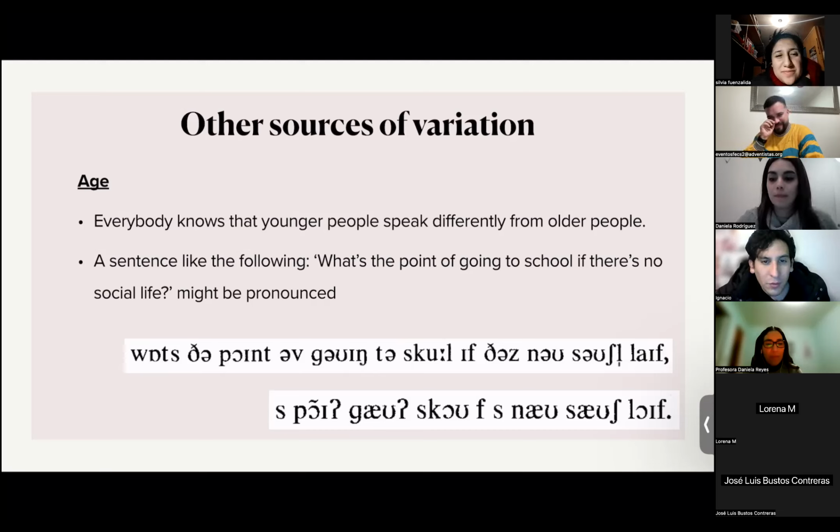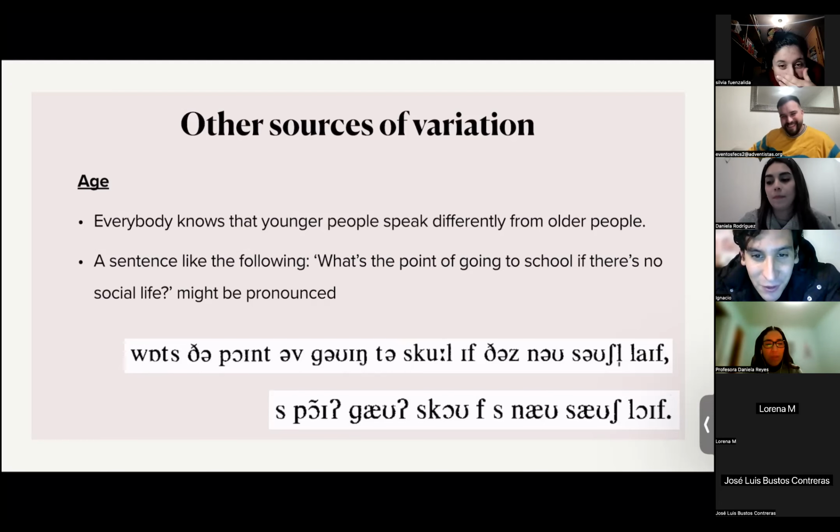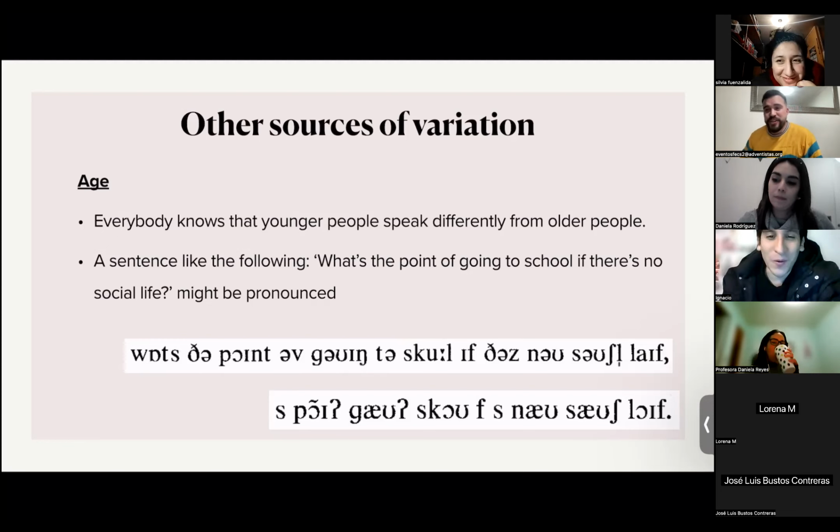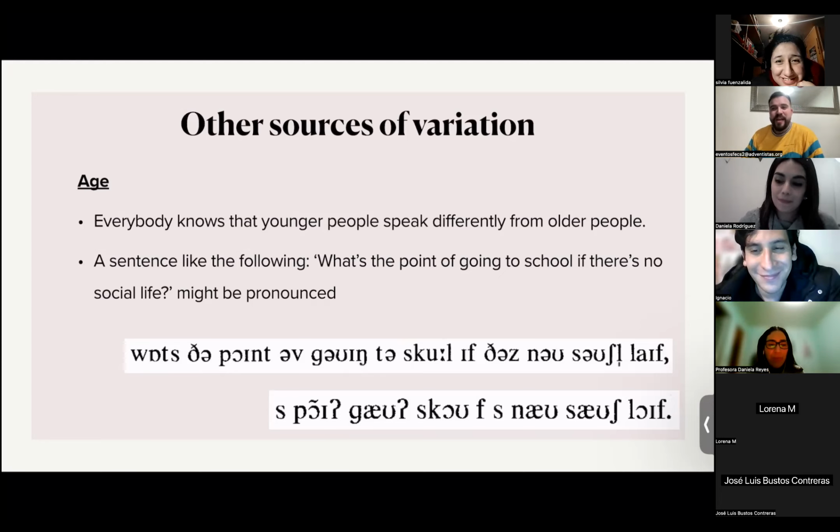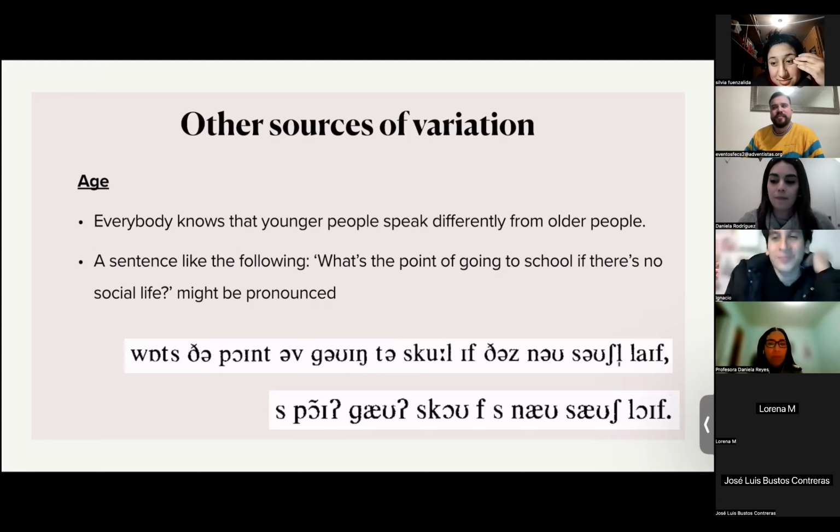What's the point of going to school if there's no social life? Live, oi, live. That's very Scottish. Live. The point of going to school if no social life. Life. Live, yeah. Imagine you go to Liverpool. The people who live in Liverpool, yeah, the accent is also very complicated. They have a different intonation as well.